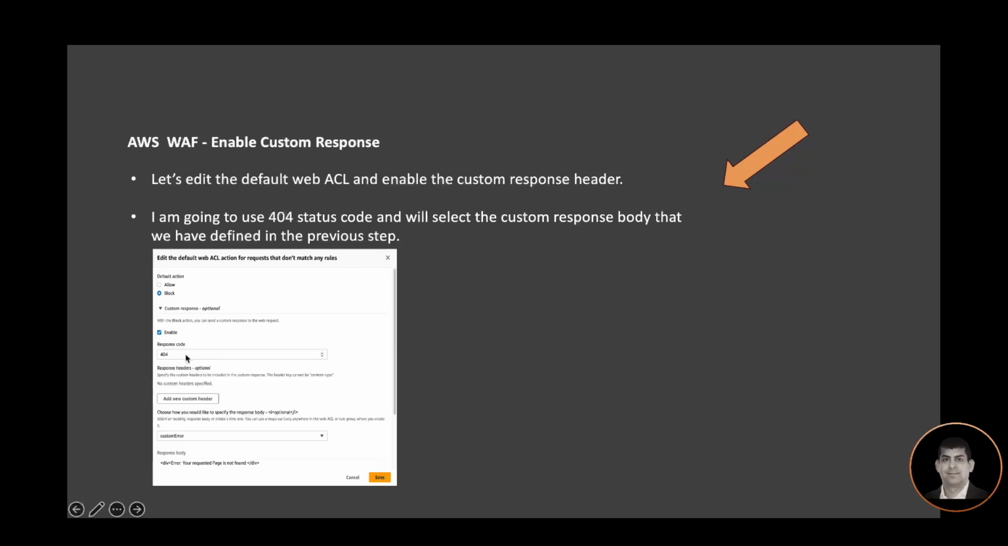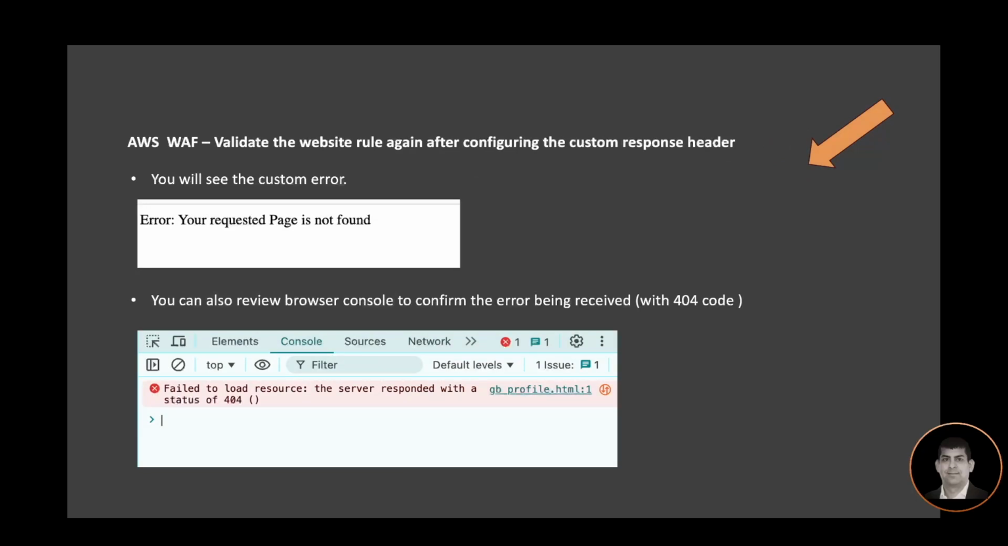And then I'm putting a 404 status code. I can put any status code here that I want, but in this use case, I want to use 404. So that's what I put. And then I can also select the custom error that I have defined in the previous step. So now I'm using the custom error that I have defined. So not only will I get the status code of 404, but I will also get the error that I have defined.